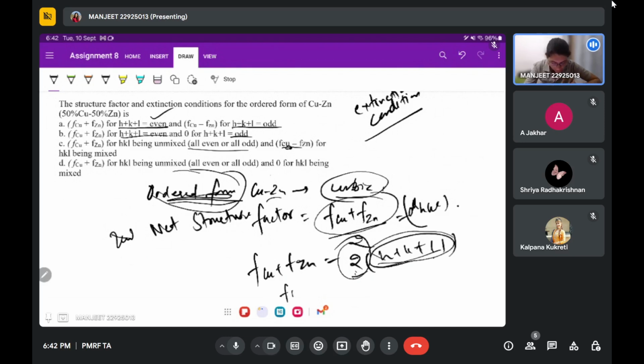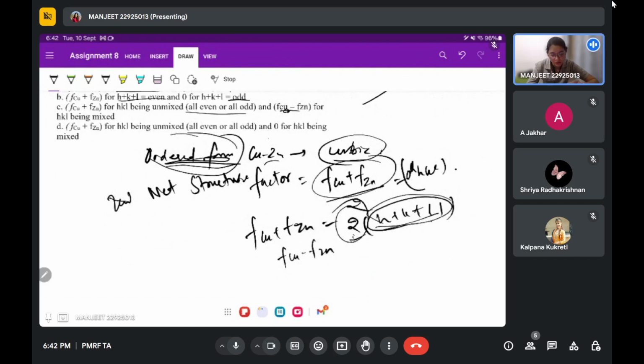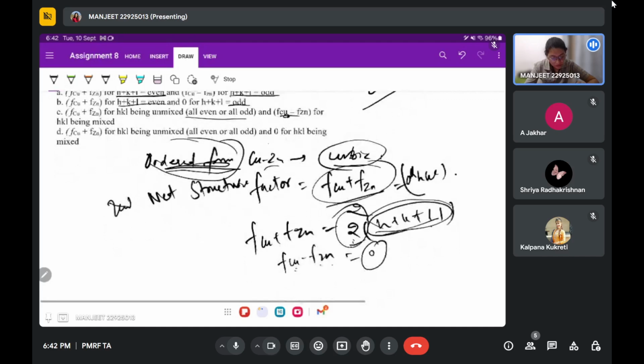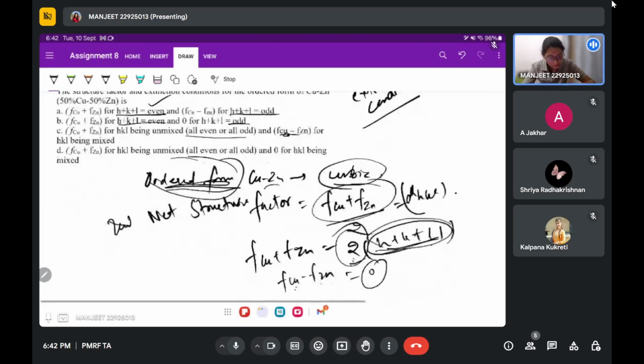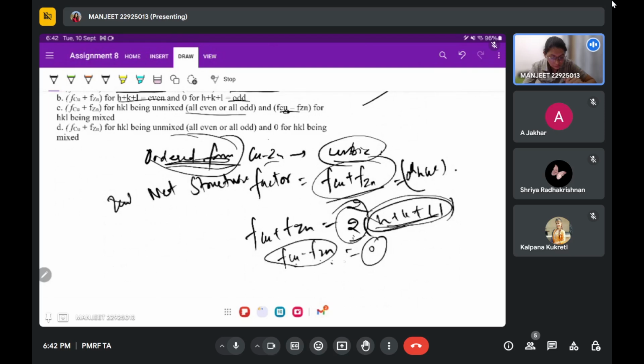If F_Cu minus F_Ge, because both are cubic, there will be a pi phase difference between them, and this will give you intensity 0. For this, if h, k, l are such that k plus l is odd, then this is giving the diffraction. So whatever the phase, there will be a subtraction in the structure factor this way.